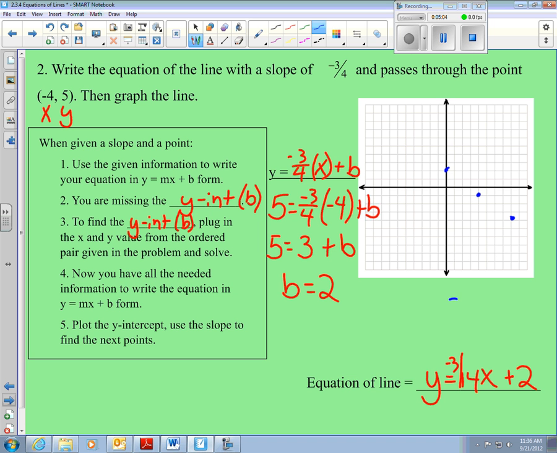Remember, we can change to the negative from the top to the bottom, and now that changes our slope to up 3 and to the left 4. Again, up 3 and to the left 4. This just gives us more points for our graph. So draw your line. Don't forget those arrows.